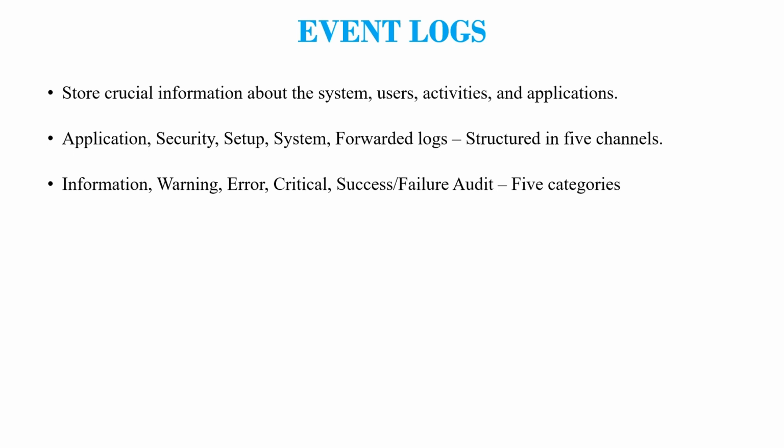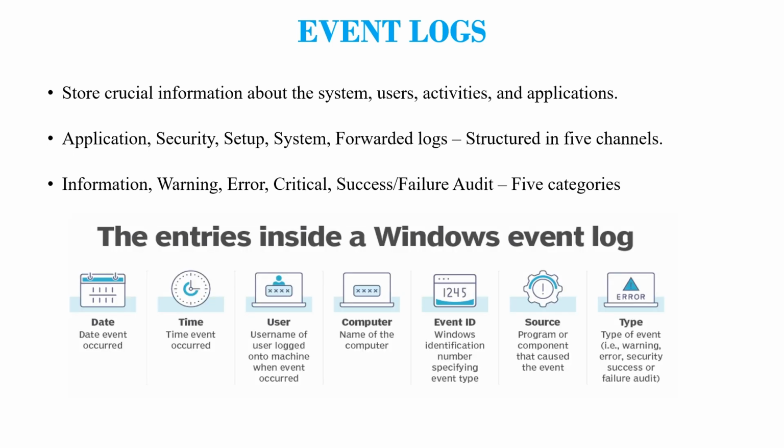All the event logs are classified or stored into five categories, that is information, warning, error, critical, success, or failure audit. So error, audit, success, and failure logs are important in terms of forensic investigations, while the other logs provide general information about the incidents occurred on the system. So in terms of forensics, event logs can provide the information like date when the event occurred, the time of the event, name of the user who logged onto the machine, name of the computer, event ID, source means the program or component that was used to carry out that event, and the type of event, that is warning, error, security.